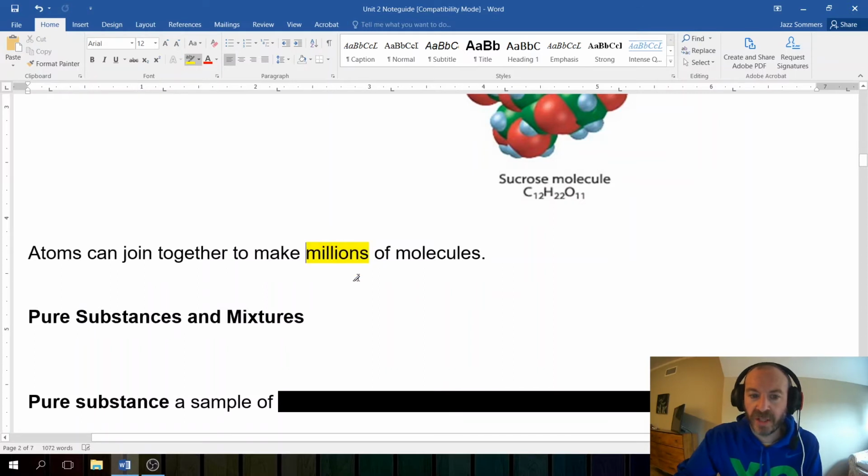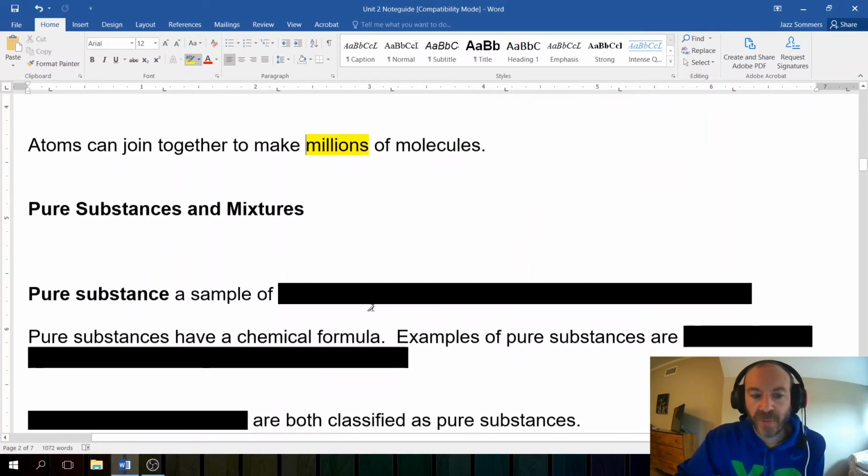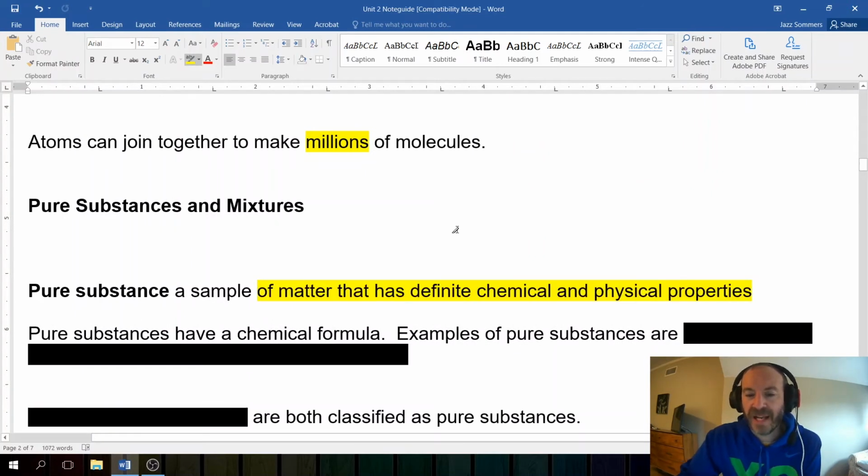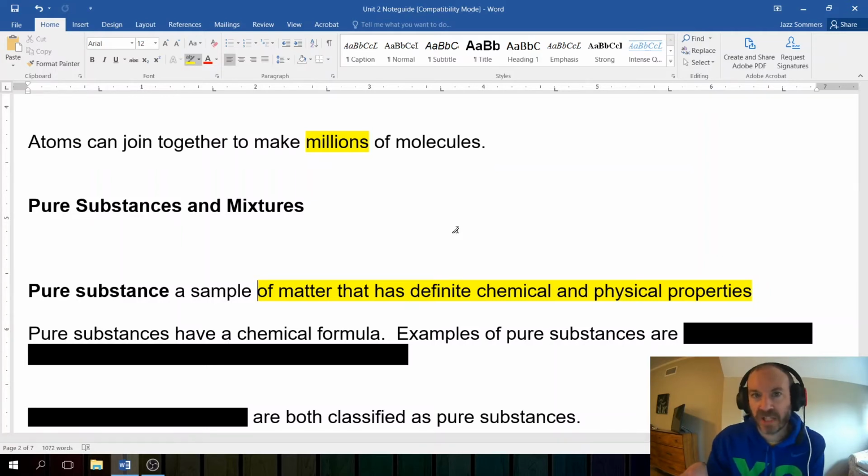Atoms can join together and make all sorts of molecules, millions and millions of them. Again, most molecules are made from just like 25 different things, but the possibilities truly are endless. So those are pure substances, any element or compound. A pure substance, if we're going to classify things, is anything that has a definite chemical and physical property. So every element, every compound, anything with a chemical formula, we consider a pure substance.